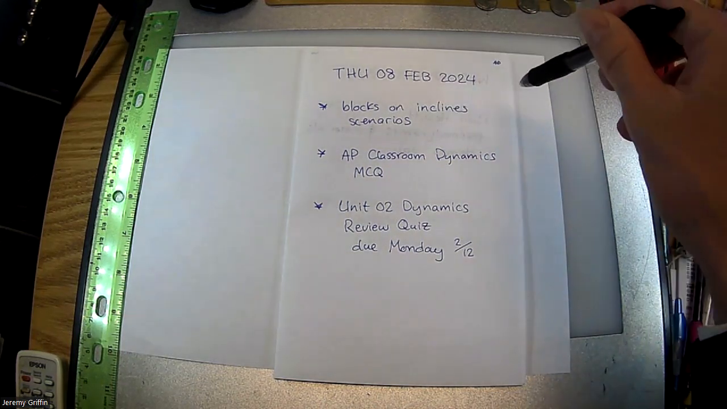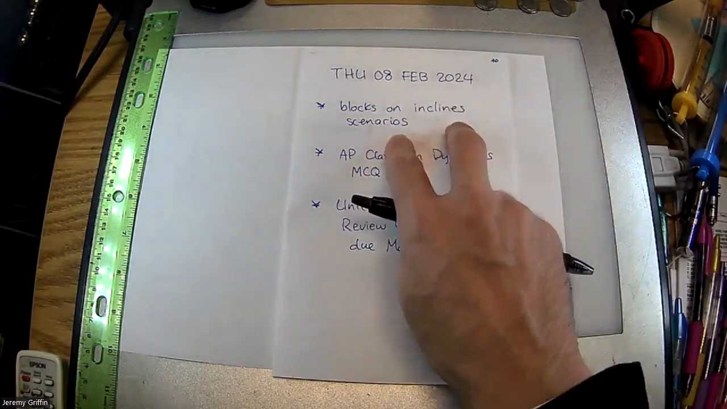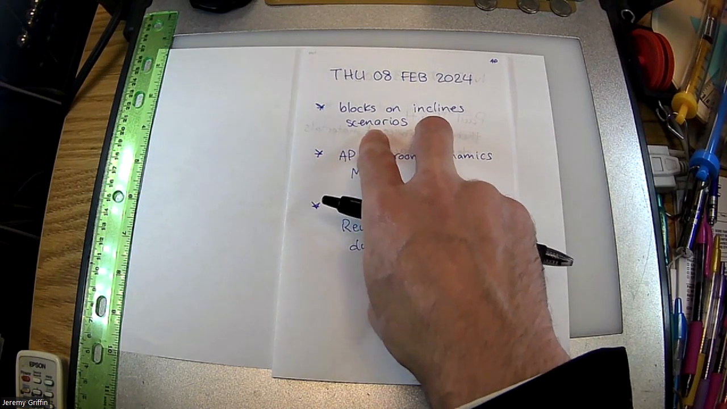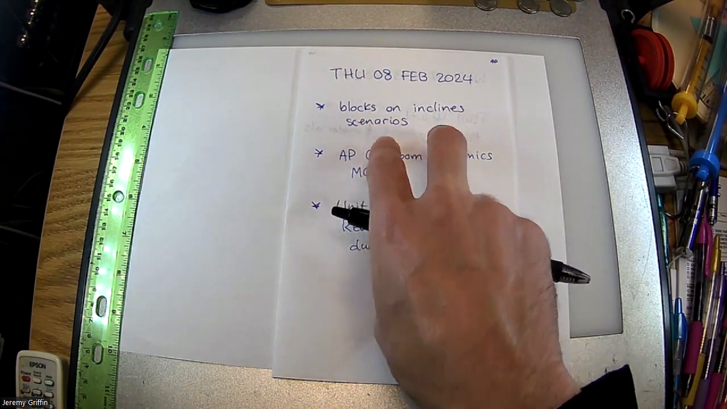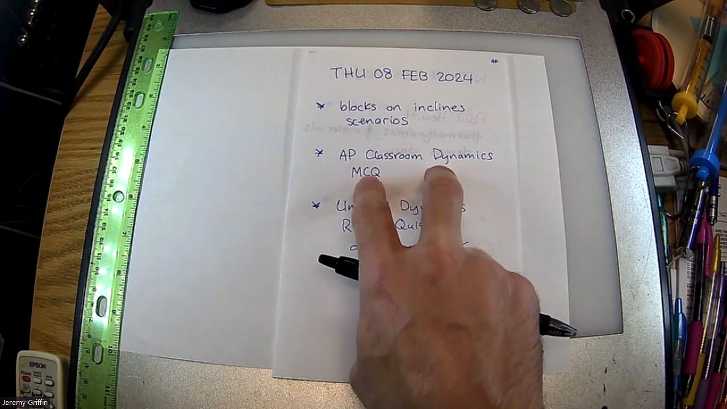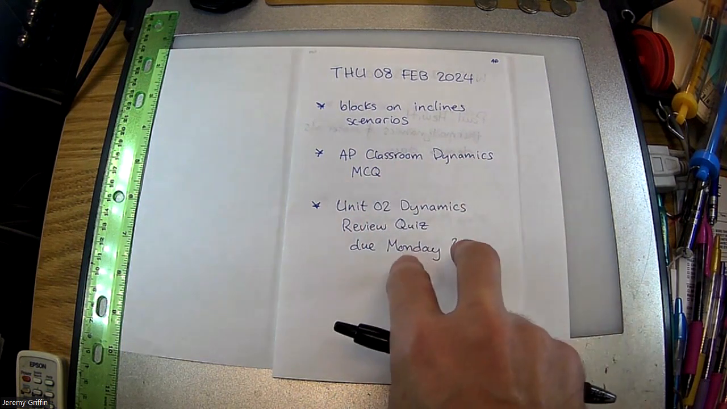So continuing with Unit 2 Dynamics, we're going to kick off class with some blocks on incline scenarios. You guys got your notebooks out, right? And then I have some AP Classroom Dynamics questions from Unit 2, multiple choice, we'll be going over.